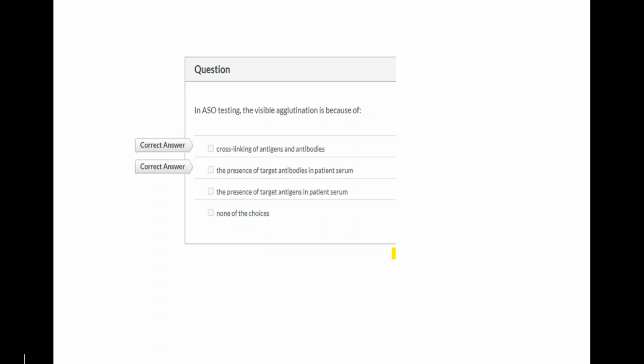In ASO testing, the visible agglutination is because of, okay, the correct answer here is cross-linking of antigens and antibodies. Class, when cross-linking of the antigens and antibodies occurs, this is visualized as agglutination. And of course, if there is the presence of the target antibodies in the patient sample, a visible agglutination will also be observed. The presence of target antigens in the patient serum is not the correct answer because in ASO testing, we do not detect antigens in the patient serum. And there is no antigen in the patient serum.